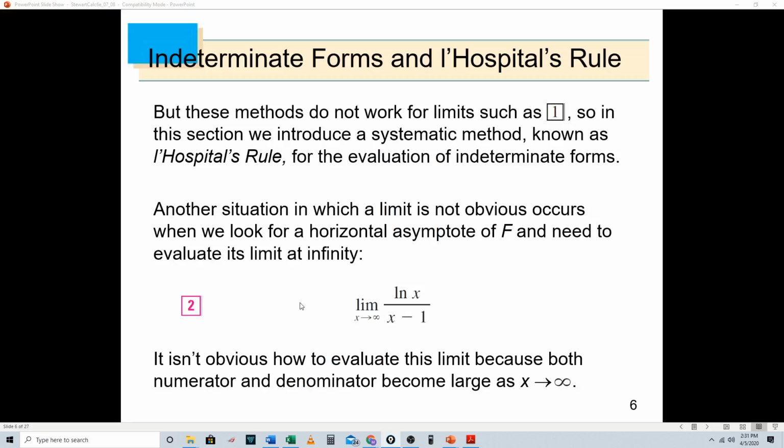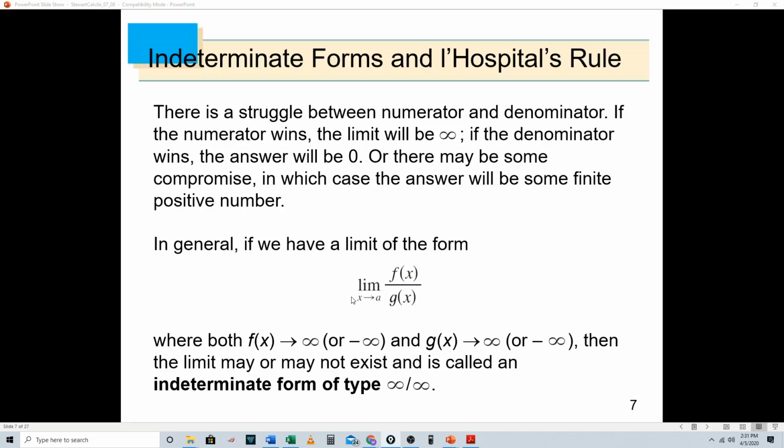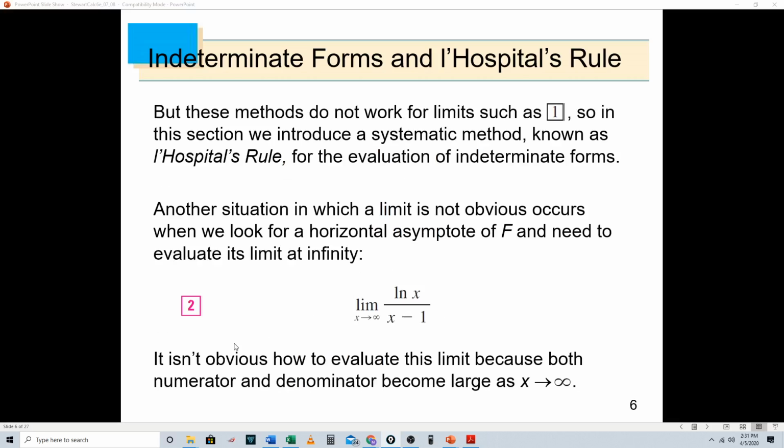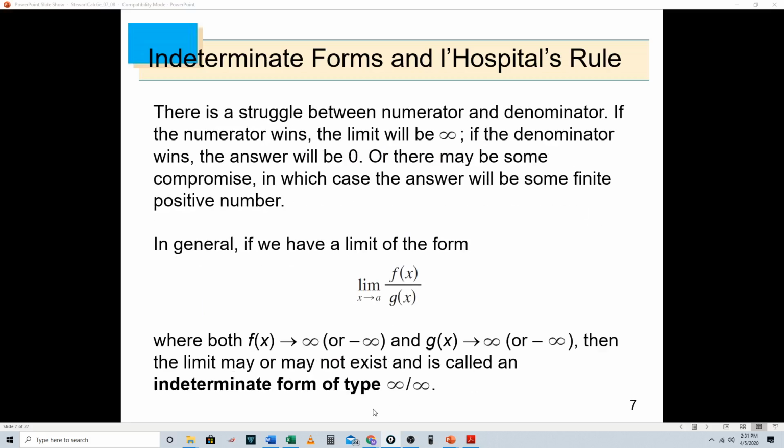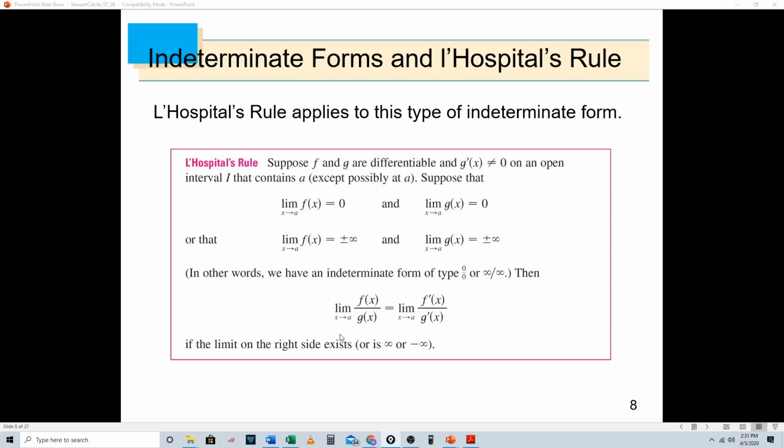Now, it also works if it has infinity over infinity. So if you get infinity over infinity or 0 over 0, you can use L'Hopital's rule, which is this right here. The limit of f of x over g of x is equal to the limit of f prime of x over g prime of x, if the limit on the right side exists or is infinite or negative infinite. So as long as you have either 0 over 0 or infinity over infinity, then you can use this rule.